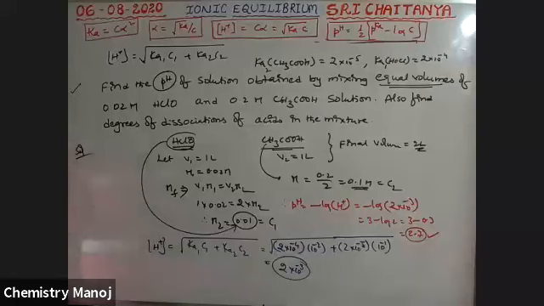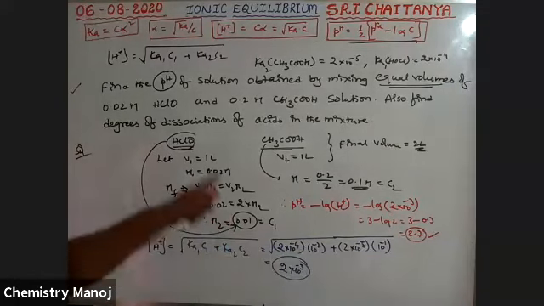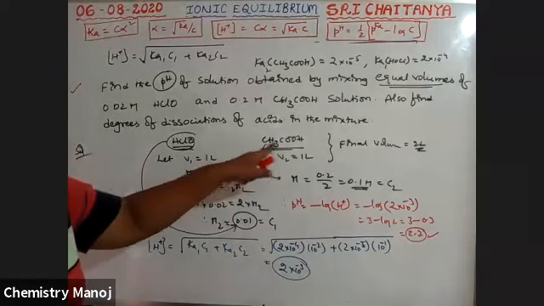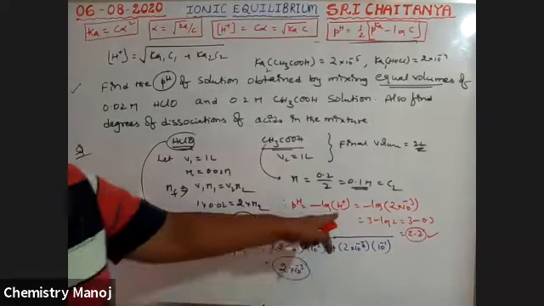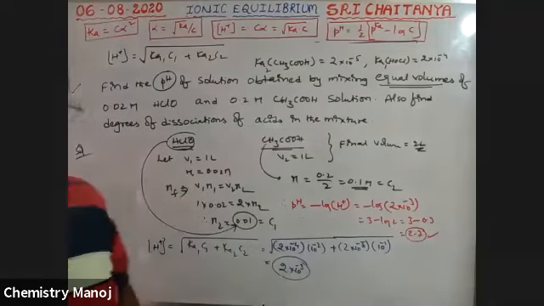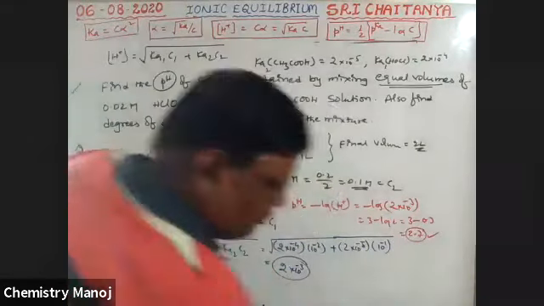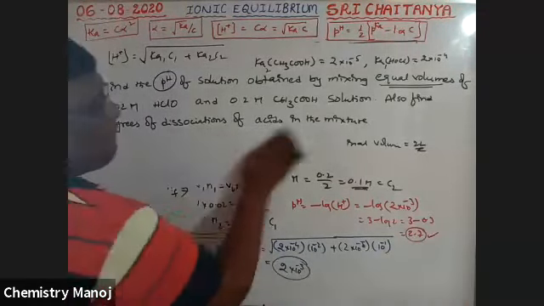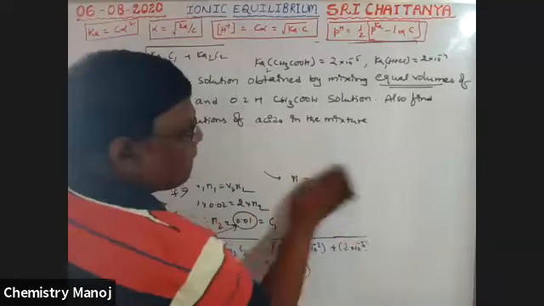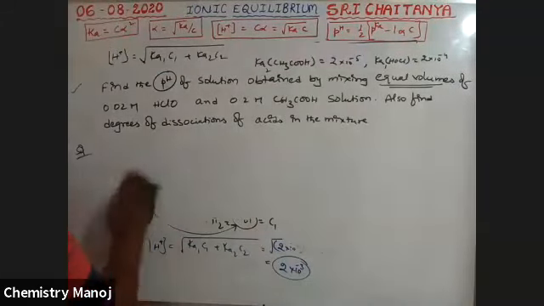Now we want to calculate the degrees of dissociation of each acid in the mixture. That means you want to find the alpha value. For the alpha value, how do we find this degree of dissociation? Is there any doubt? This is a monoprotic acid, this is a monoprotic acid. Both are mixed. This is the way to calculate the H plus ion concentration, and by using that H plus concentration we get the pH. Now, the degrees of dissociation, alpha values.